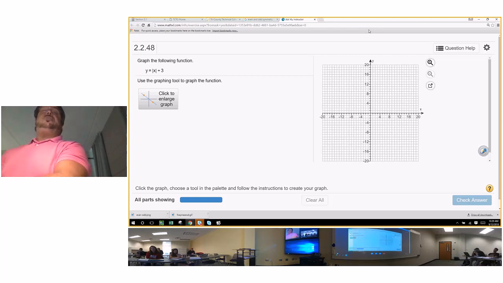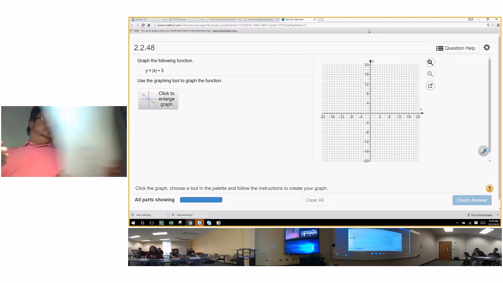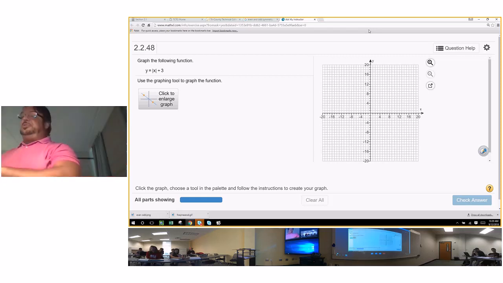All right, this one says graph the following. Oh my gosh, this is a what? Parent graph. Absolute value means absolute what? Vodka. So this is the parent graph of what? Vodka. V.